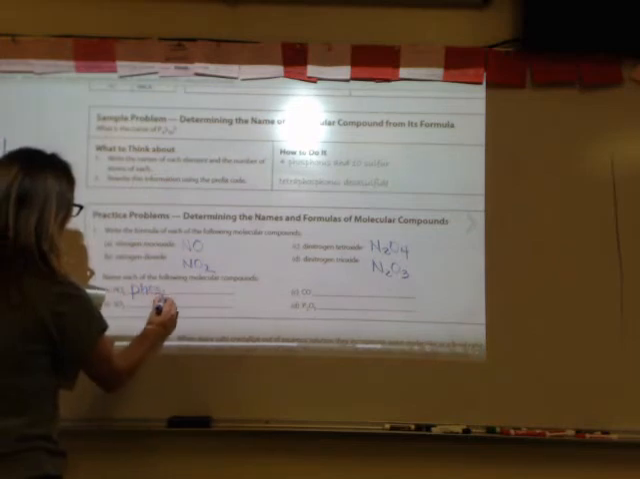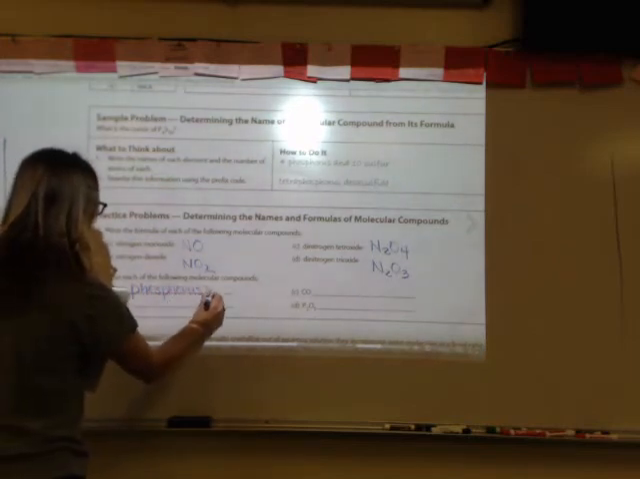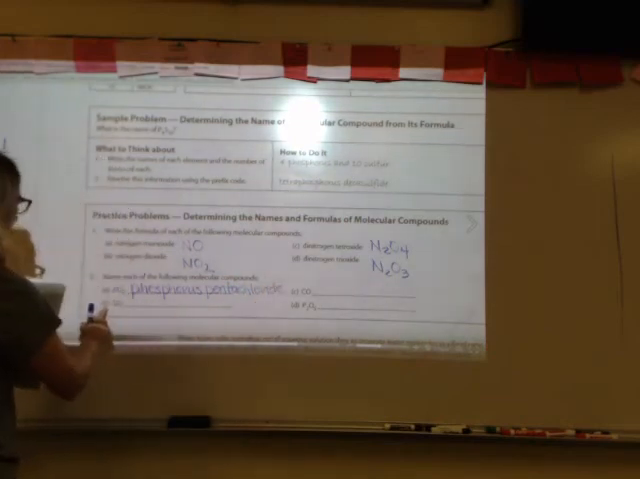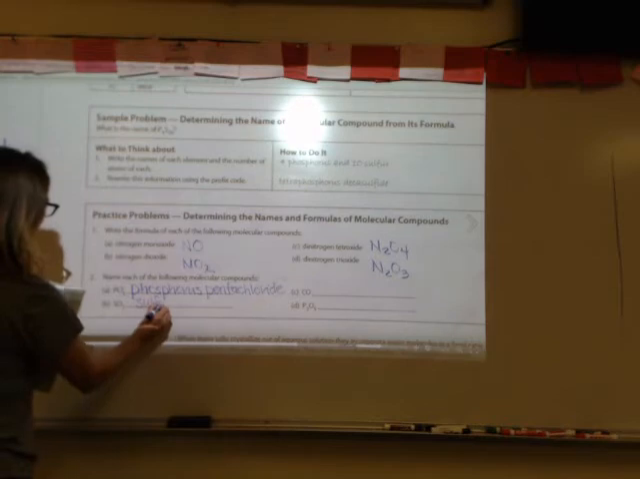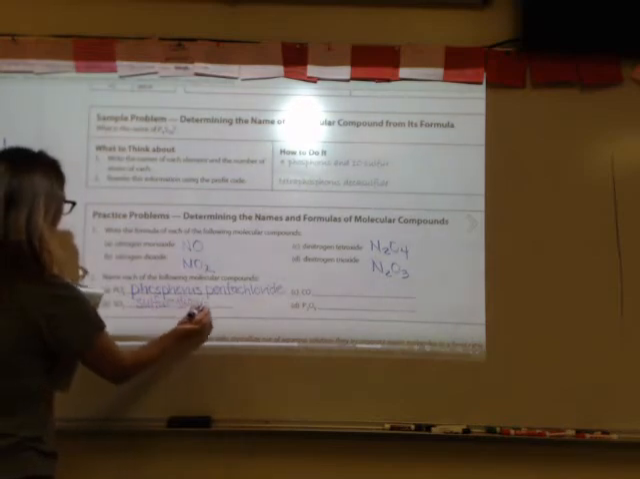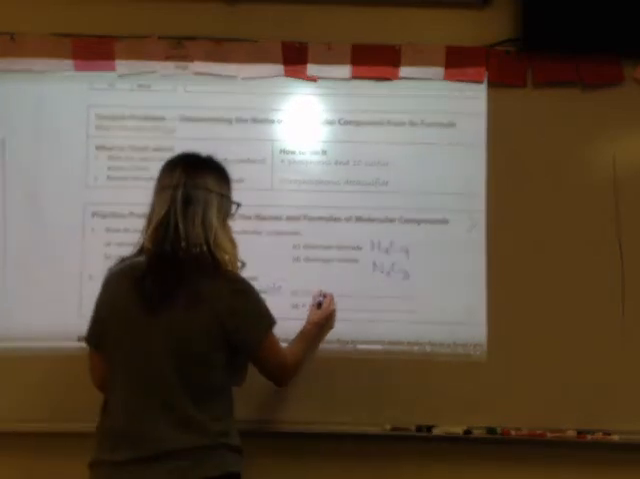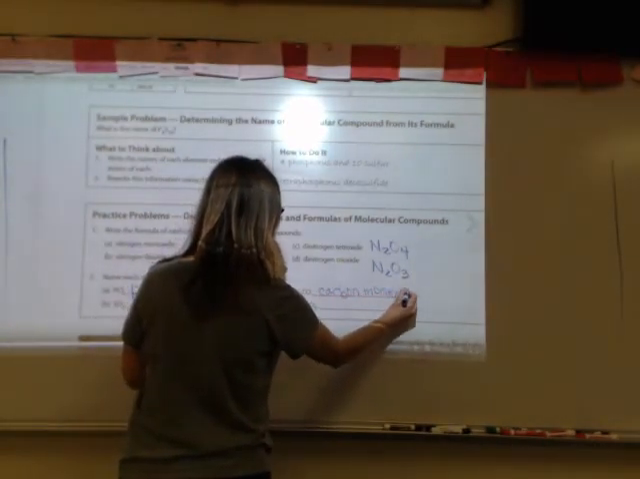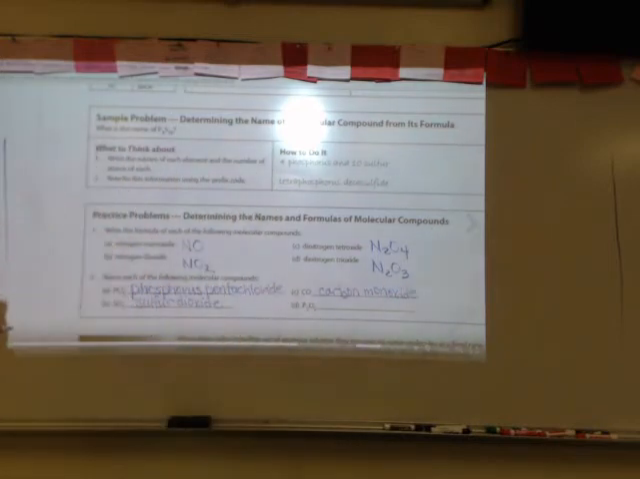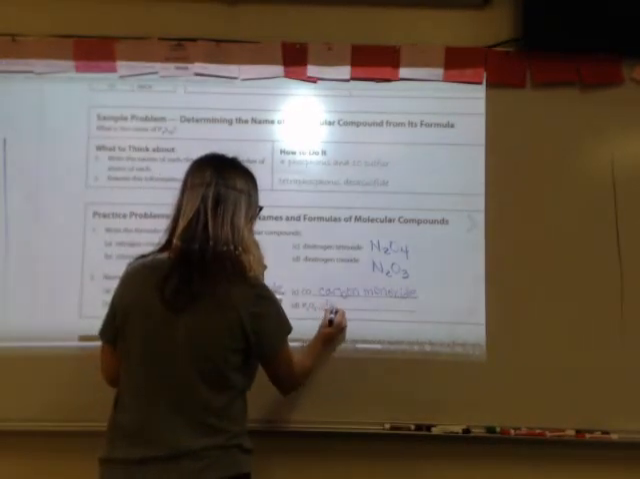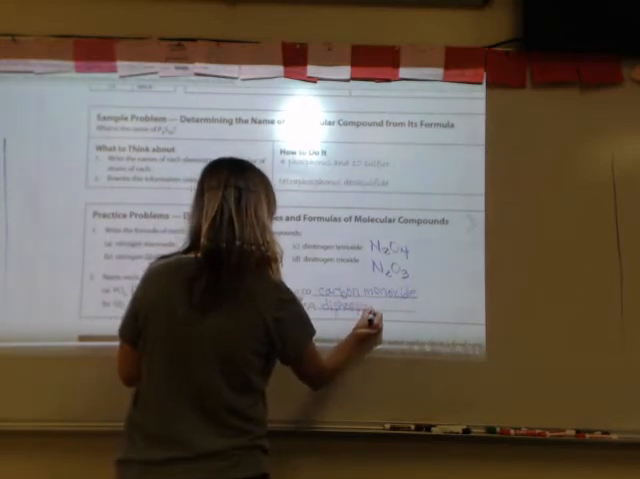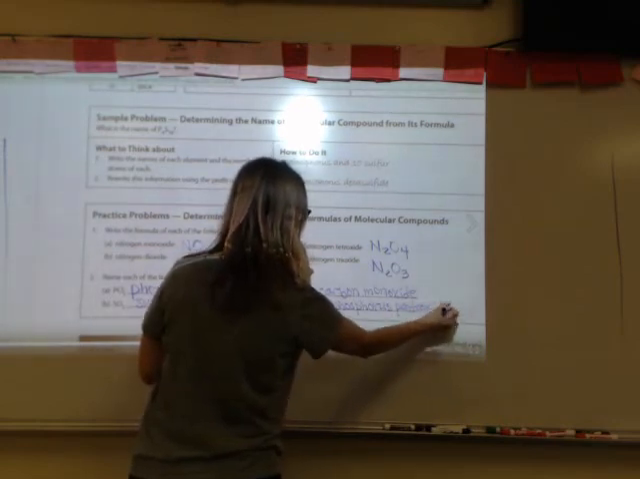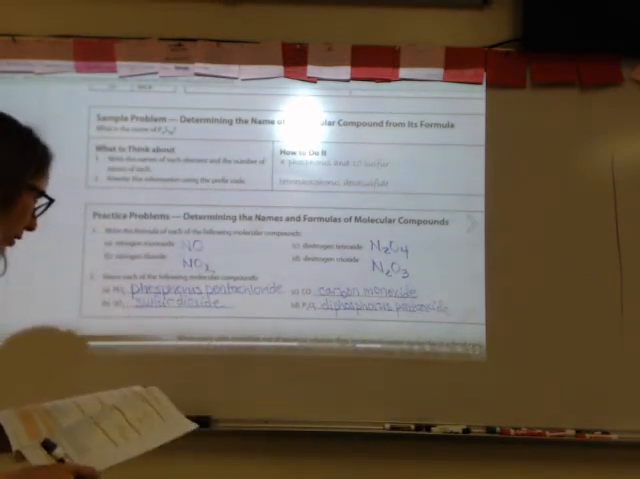Number 2, name the following molecular compounds. PCl5. This is phosphorus pentachloride. B, SO2, sulfur dioxide. C, carbon monoxide. I use the prefix mono because I had 1 oxygen. D, diphosphorus pentaoxide. Now, let me point out a couple of things here.